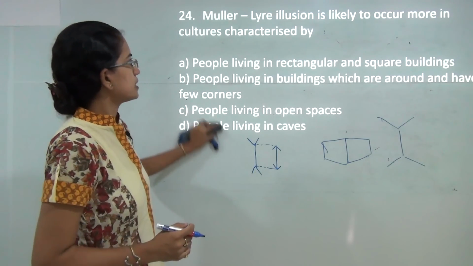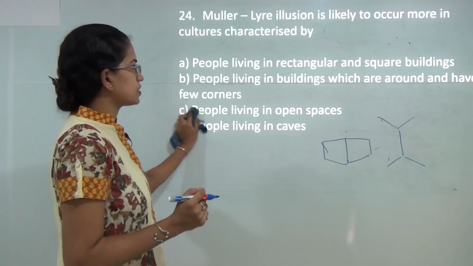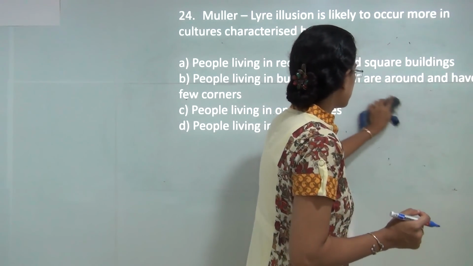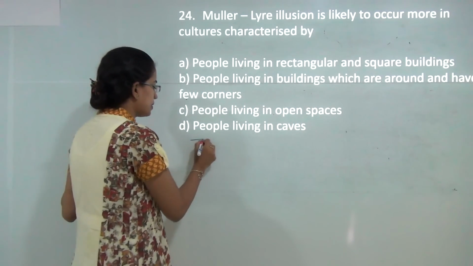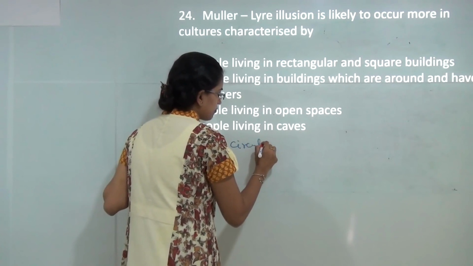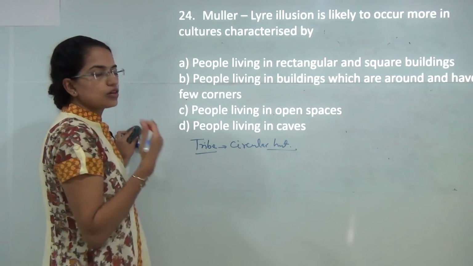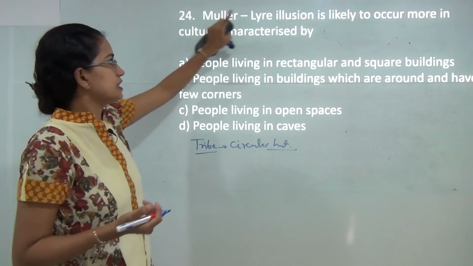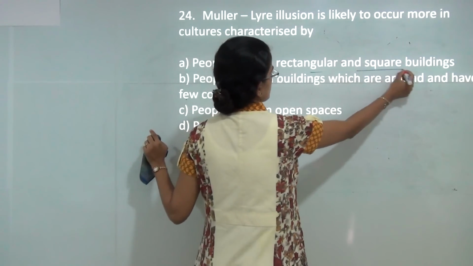What is important is to understand the illusion, and the key aspect here is corners. Those people who are living in rounded or circular huts, any tribal people living in circular huts, won't ever suffer from the Muller-Lyer illusion. It is the concept of corners that leads to the Muller-Lyer illusion. So the correct answer here would be rectangular and square buildings.